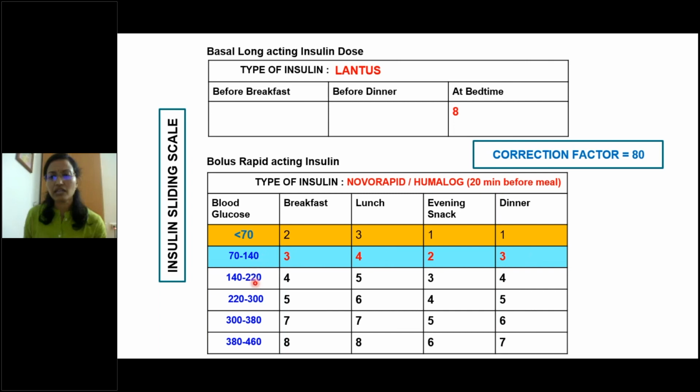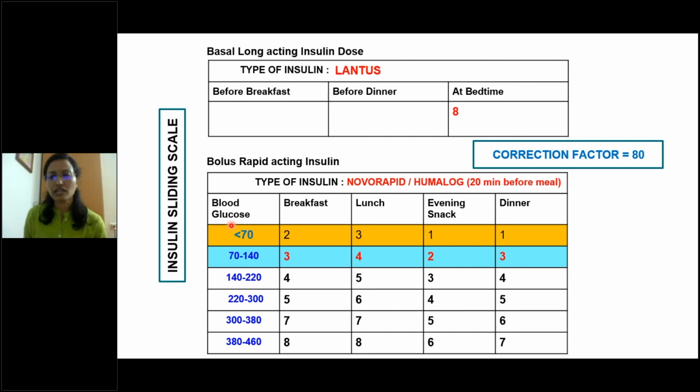Beyond 140, for every 80 mg per deciliter, I kept on adding 1 unit. This is the correction factor that I'm adding. So 1 unit of correction for every 80 extra blood glucose over 140. So that's the usual prescription that we follow even on inpatient and outpatient basis.